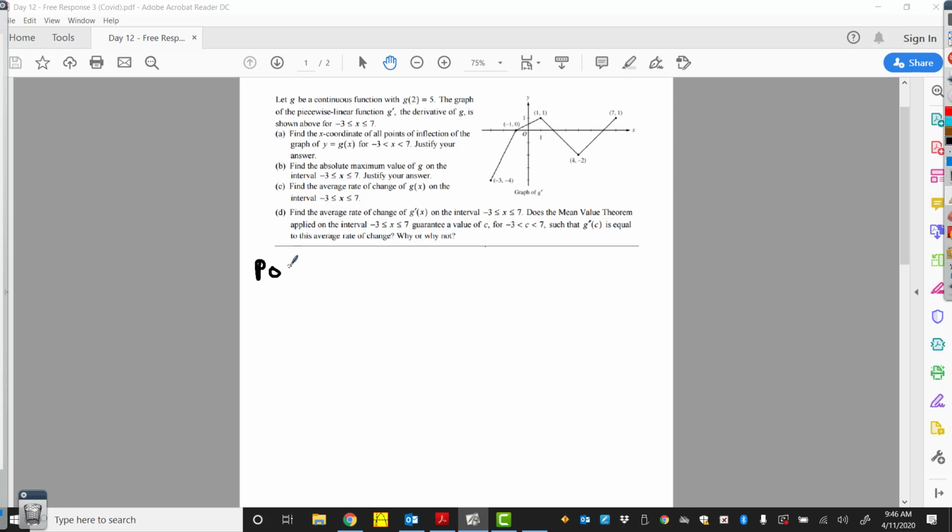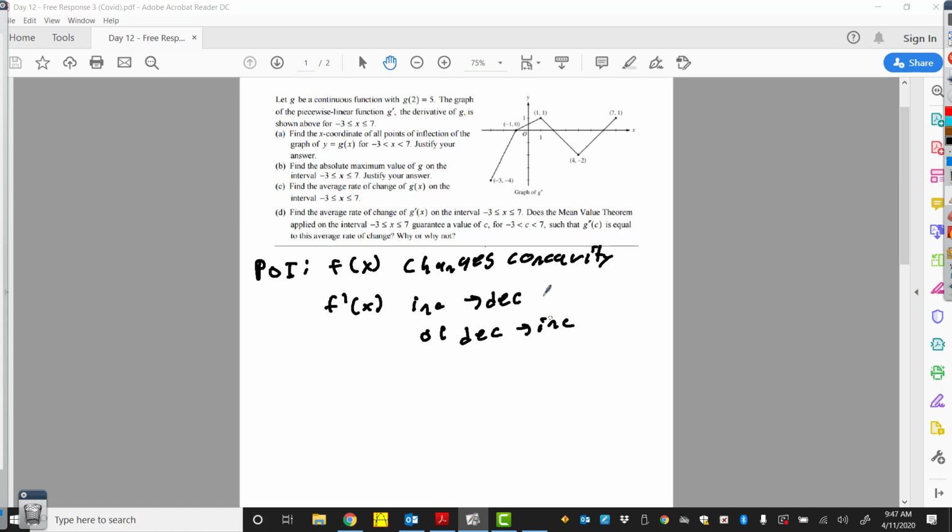Well, we know a point of inflection is anywhere where the original function changes concavity, but we're working with the derivative, and that means it's where the derivative changes from increasing to decreasing or decreasing to increasing. So let's look back at this graph. We're looking for any places where it stops increasing and starts decreasing. Okay, got one right here. Or any places where it stops decreasing and starts increasing. Got one right there.